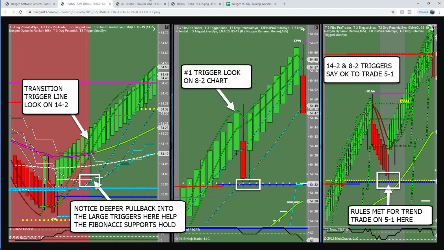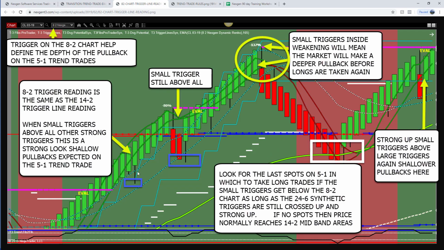Or it could break. And again, look, this is what we had going up. We had really good 8-2 triggers going up, and there were some opportunities for some longs. And then ultimately the triggers got inside and got below, and we made a deeper pullback. And again, look, it's not that we're going to never go up again. The anticipation based on the big charts is we're still going up. So usually you stop taking 5-1 trend trades and then you start doing edge trades or something like that.